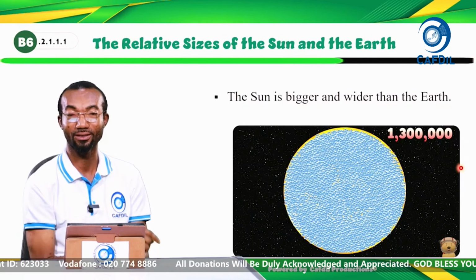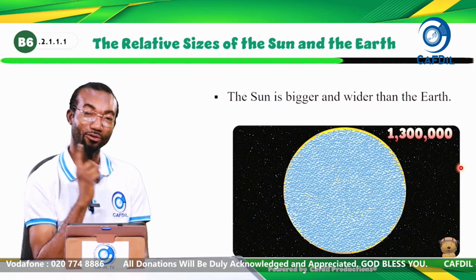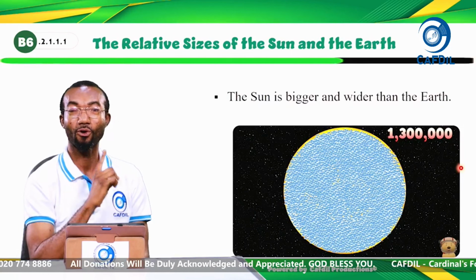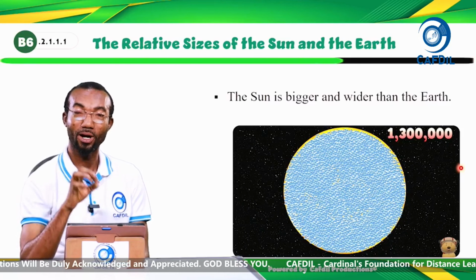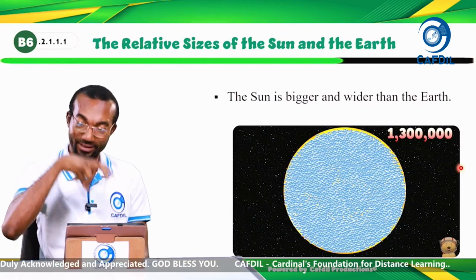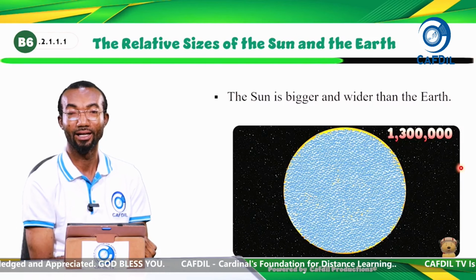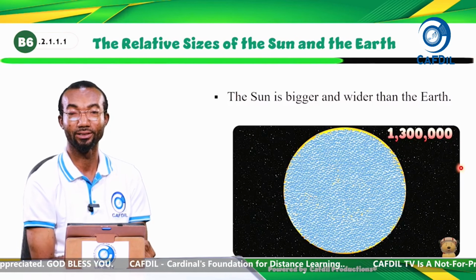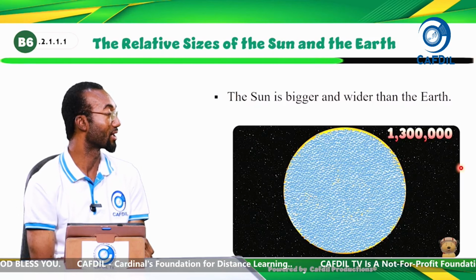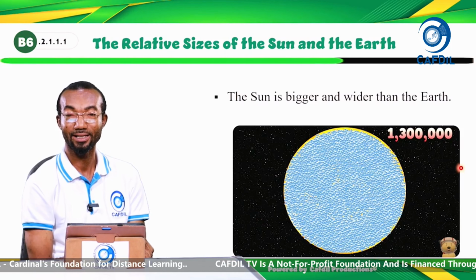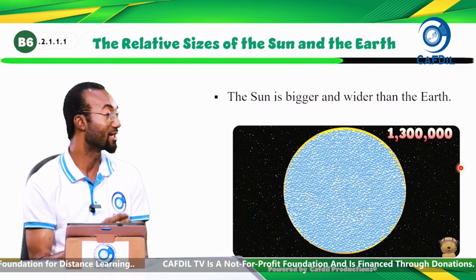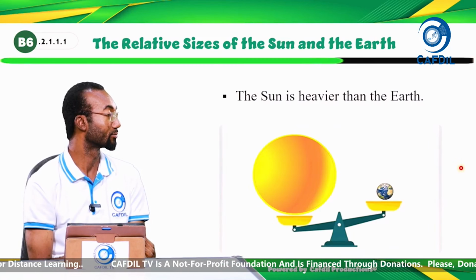Look at the whole earth. Even look at the whole of Ghana, not to talk of all the countries on earth. And the sun can take 1.3 million of the earth inside it. Then the sun is very, very big. So the sun is bigger and wider than the earth.